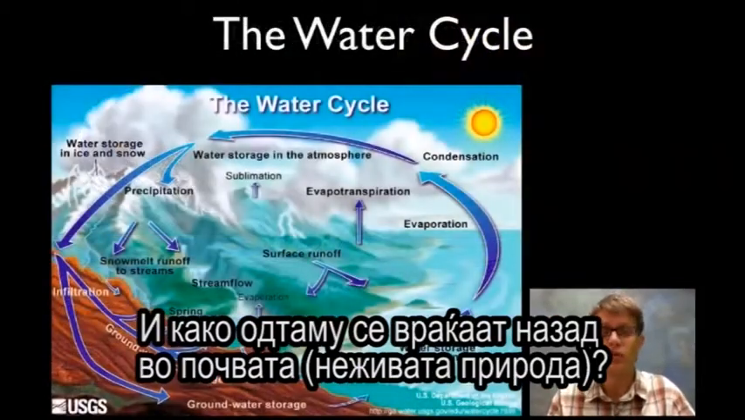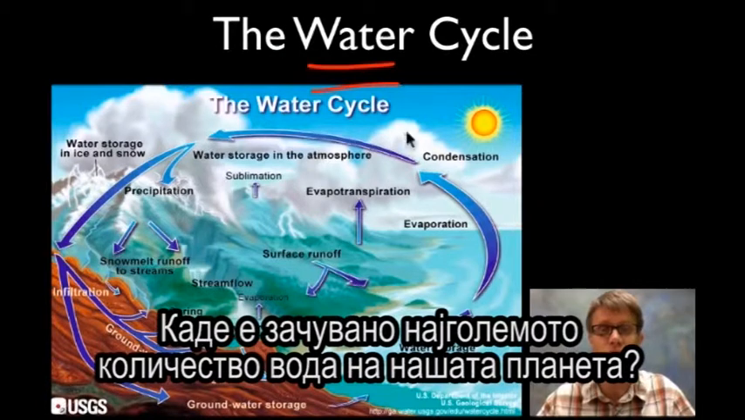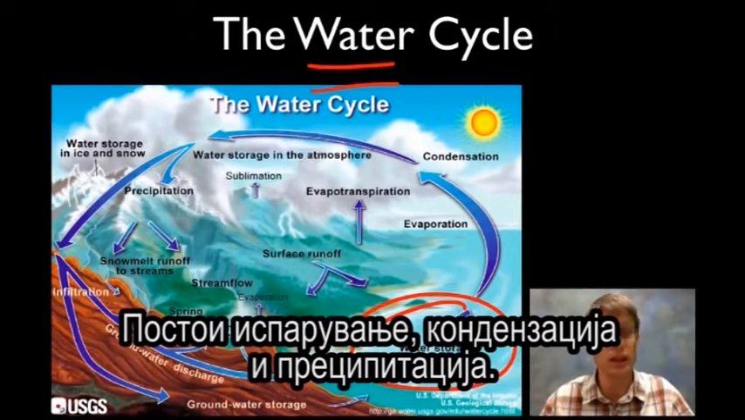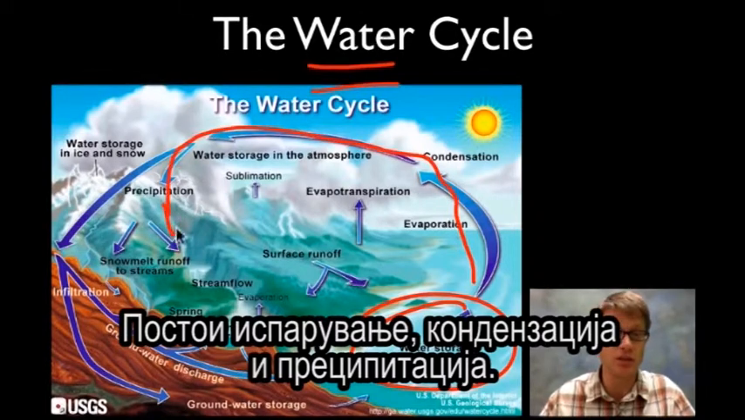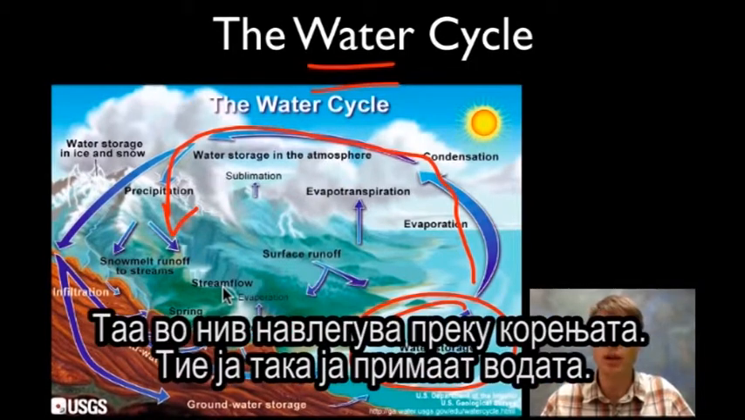So let's start with one that we all know. So the water cycle. So where is most of the water stored on our planet? It's going to be stored in the ocean. And so that's going to be the reservoir. That's going to be where most of the water is. How does it get into plants? Let's start there. Well, there's evaporation, condensation, precipitation. But eventually we have to get it into the plants, and it's going to move into the plants through their roots. They're going to absorb that water.